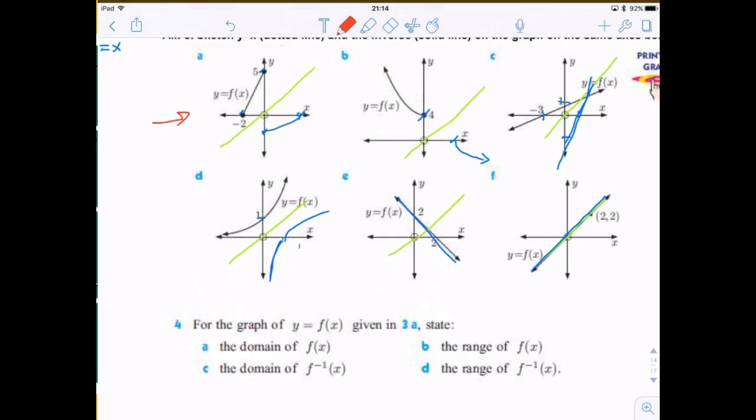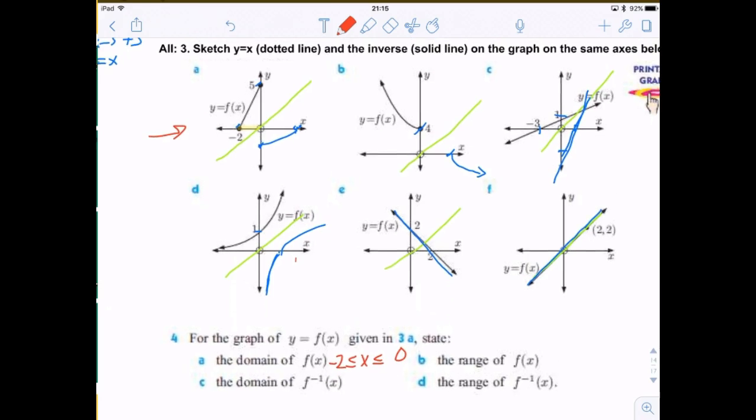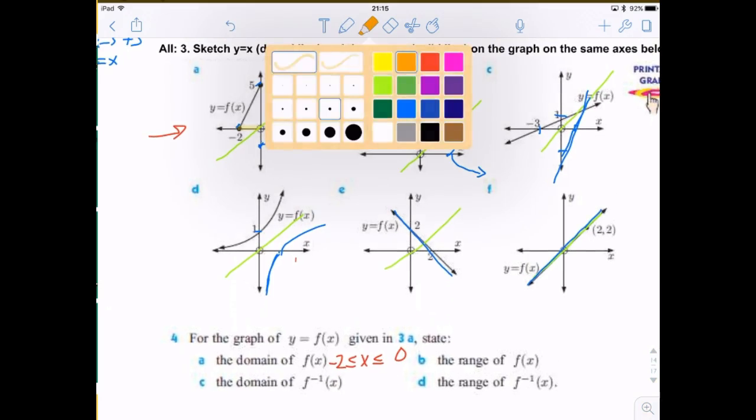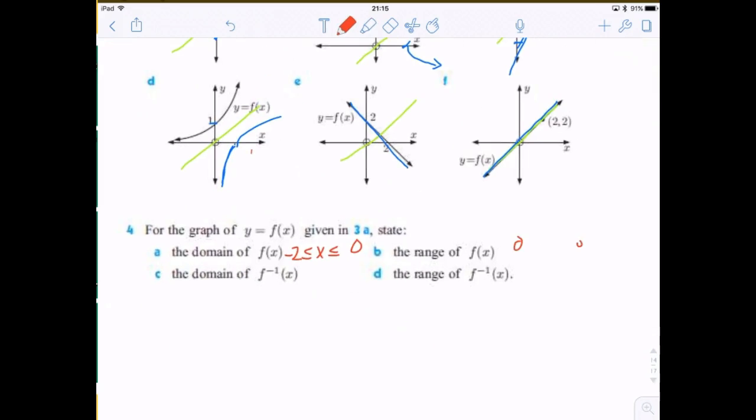Okay, and so first we're going to say, what is the domain of f of x? Well, the original function f of x basically ranges between x equals -2 and x equals 0, right? Including those 2 points. So I would say x ranges from -2 to 0, right? All right. What about the range of f of x? Well, the range of f of x looks like it ranges from 0 to 5, right? So it would be y from 0 to 5.